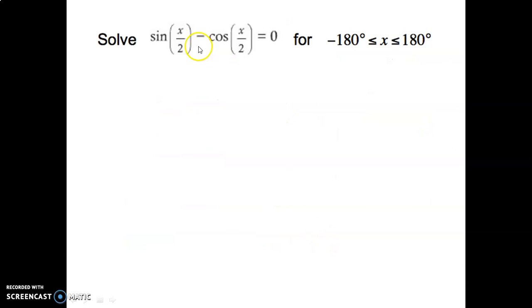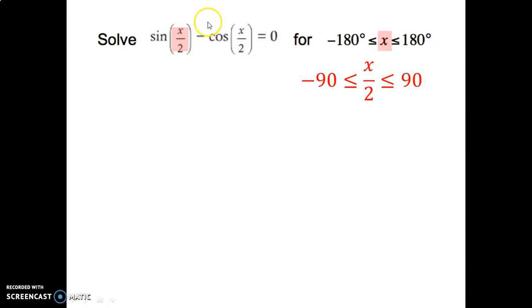Okay, how about this one? A little bit more complex. Check out what's going on here. We have sine of x over 2 minus cosine of x over 2. X over 2 means we're going to adjust our domain here as well. So the domain is adjusted to this. We divide everything by 2 this time, like this.